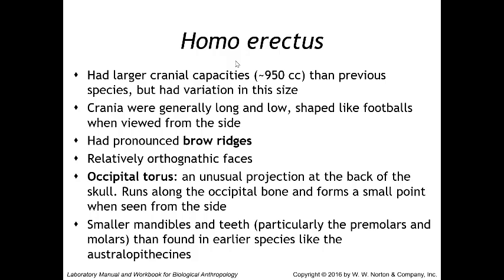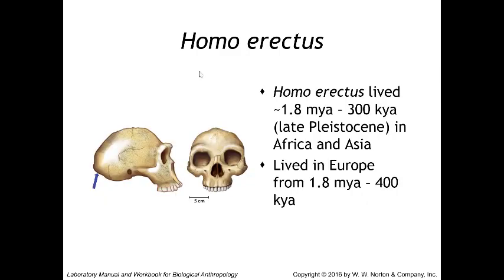Smaller mandibles and teeth are found in Homo erectus, particularly when you're looking at the premolars and molars, than we find in earlier species like our Australopithecines. Just to go back, this is the football-shaped head that we're talking about, right? And this is the occipital torus that we have here. It's this long and low crania.